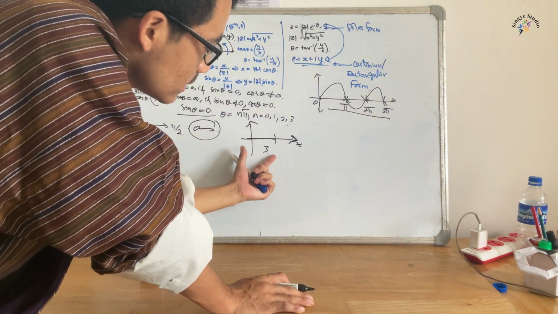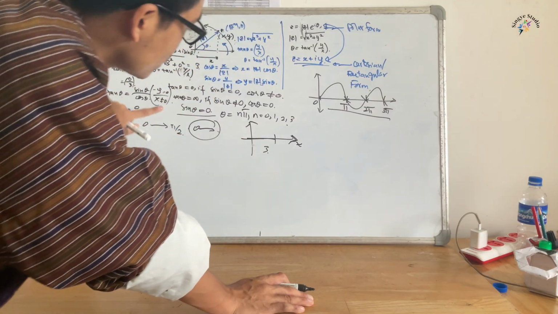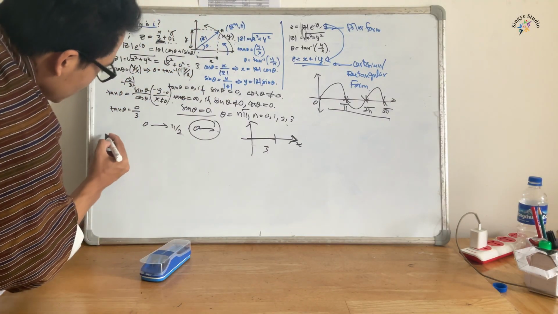So it shows that our number 3 is still on the number line. So it is compatible with this formula. Now let us see with negative 3.